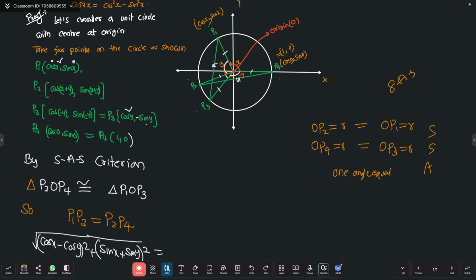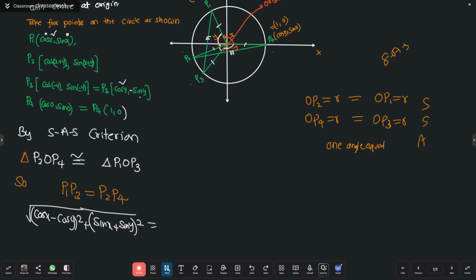So this is P1 P3, the distance formula: root over x1 minus x2 whole square plus y1 minus y2 whole square. Now similarly, tell me P2 P4. See, this is the x coordinate of P2, and where is the P4 x coordinate? 1. So it will be root over cos x plus y minus 1 whole square. Now the y coordinate of P2 is this, and the y coordinate of P4 is 0. So it will be sin x plus y minus 0 whole square.